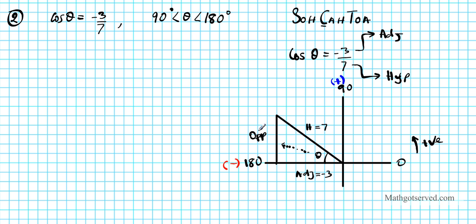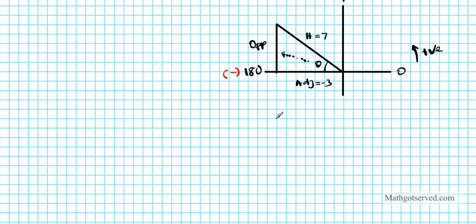All right, so now let's figure out what O is using right triangle trig so that we can finish the problem off. We're going to use the Pythagorean theorem. A squared plus O squared equals h squared. So A is -3. -3 squared plus O squared equals 7 squared. Let's work this out. -3 squared is 9, plus O squared equals 7 squared, which is 49. So what we're going to do is subtract 9 from both sides.